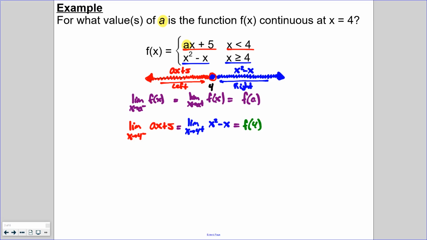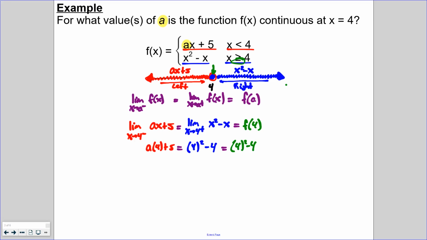Alright, so now we can evaluate each piece of this. Both of the limits are polynomials, so we can use direct substitution. We are plugging in 4 for x, so that's going to give us a times 4 plus 5 is equal to 4 squared minus 4, which is equal to, and then we need to figure out which expression we are plugging 4 into. As we can see, we're going to plug it into the blue expression, because the blue expression uses 4. So this is going to be 4 squared minus 4.